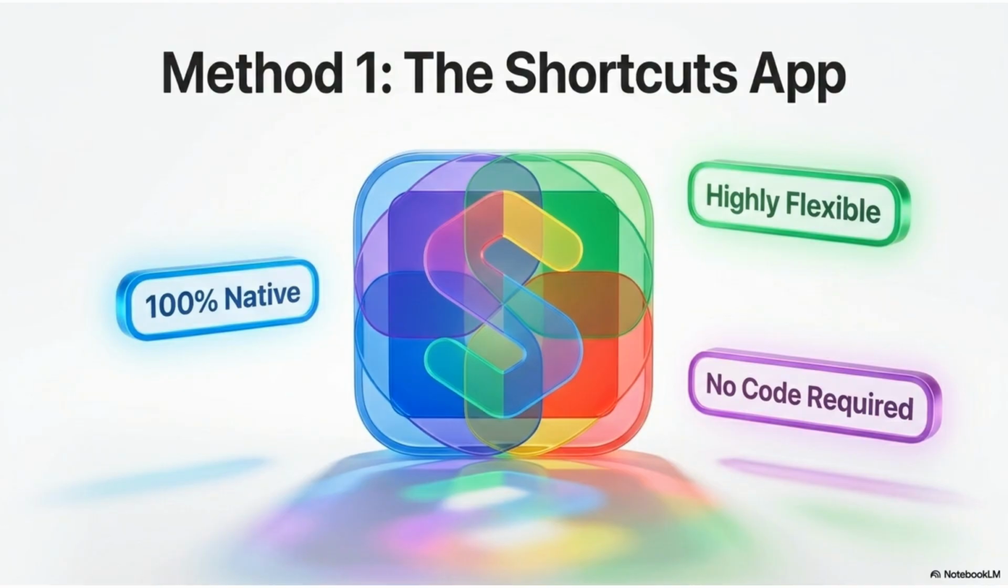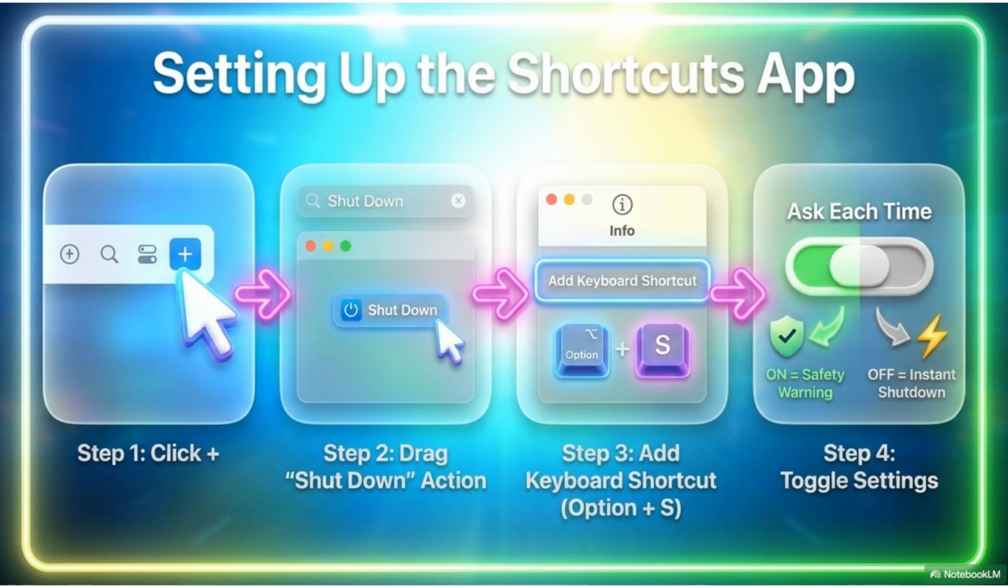Method number 1 uses the built-in Shortcuts app. This is the most flexible method because it allows you to choose whether you want a confirmation dialog or if you want the Mac to shut down instantly. It's a powerful tool that comes pre-installed on macOS Monterey and later. Here's how to set it up.